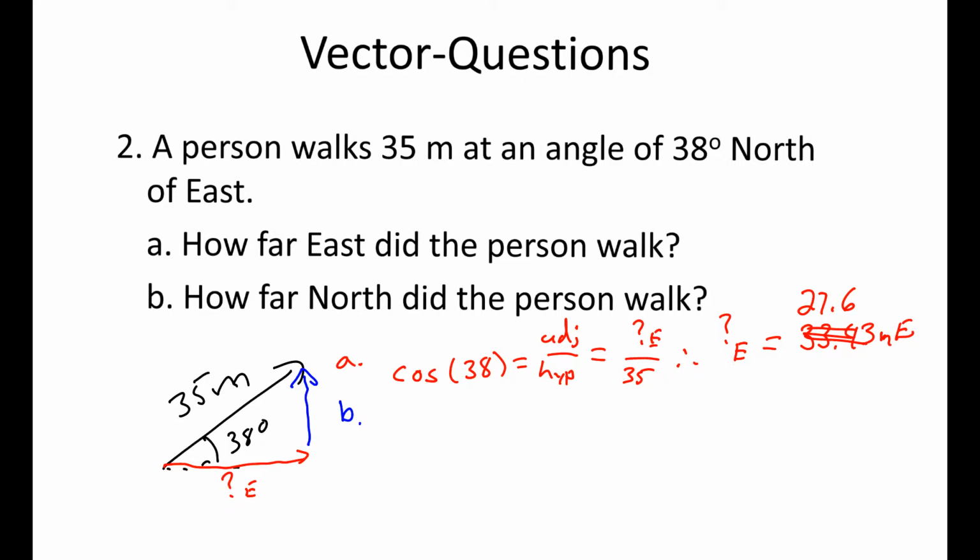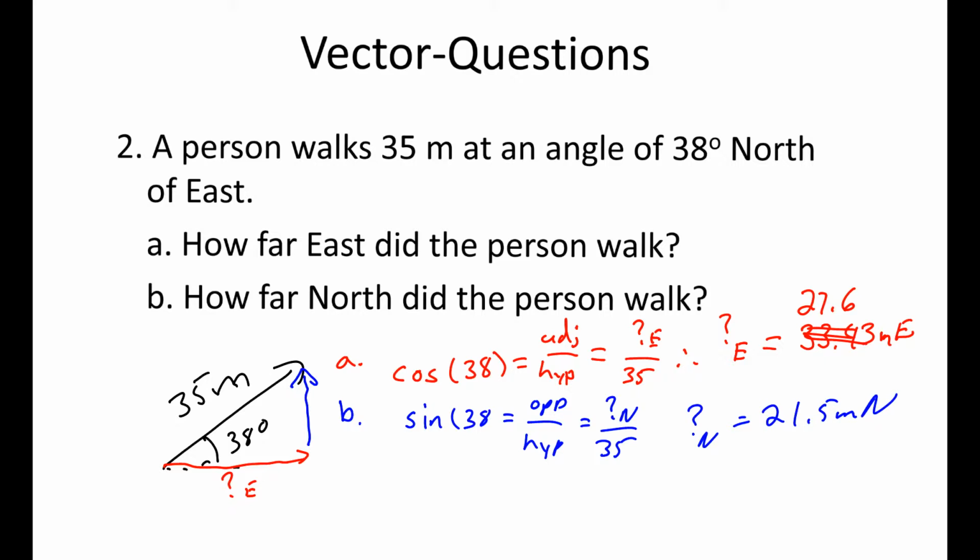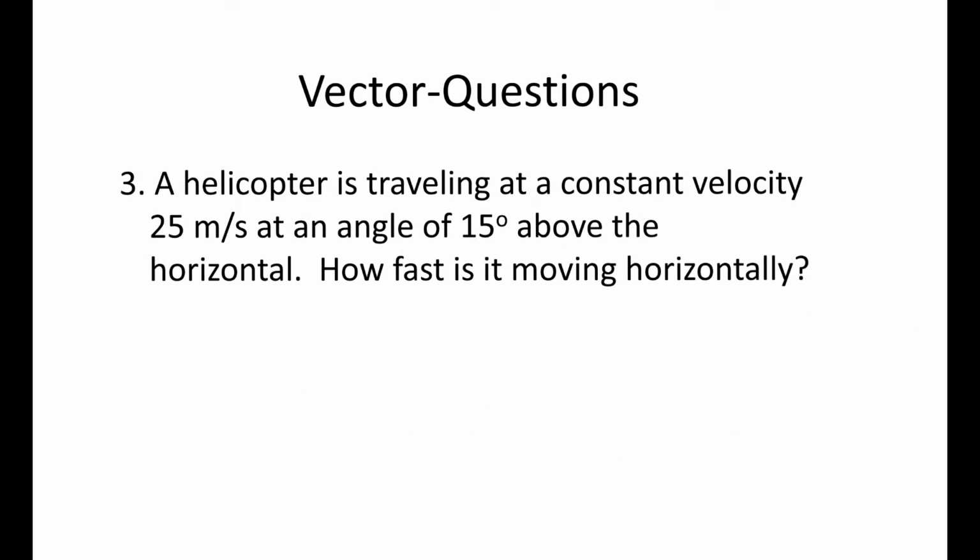For the north direction, what are we going to use, sine, cosine, or tangent? Yep. So it's going to be sine 38 equals opposite over hypotenuse, equals question mark north divided by 35. And what do we get for how far north he went? 21.5 meters north. Any questions about it?